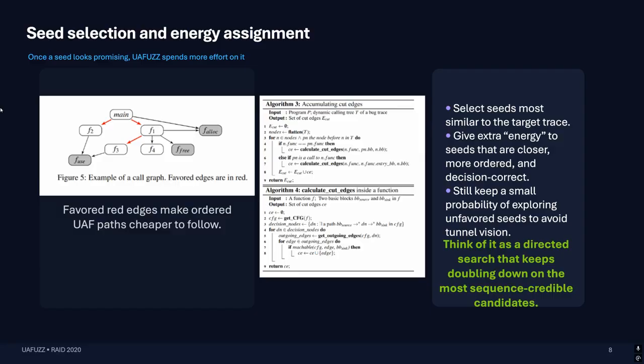Then we get into seed selection and energy assignment. So once UAFuzz can tell which seeds look more promising, it uses that info to basically devise its scheduling strategy. This is important because fuzzing is always dealing with limited time and a very large search space. So there are way too many mutations to try them all. The fuzzer has to be kind of selective in this process. So it needs to decide which seeds are worth mutating and which are not really paying off.